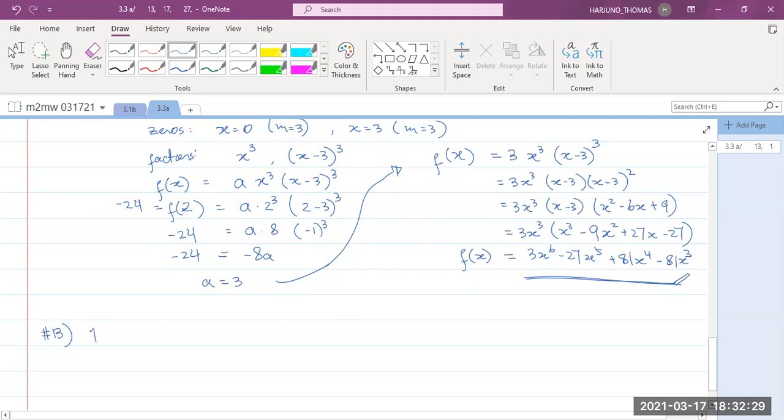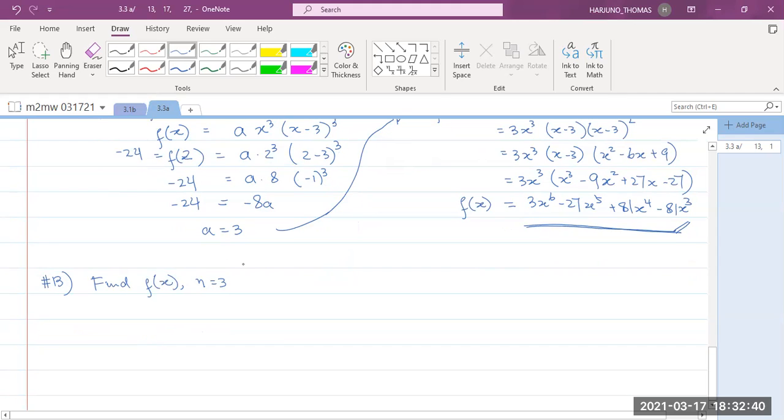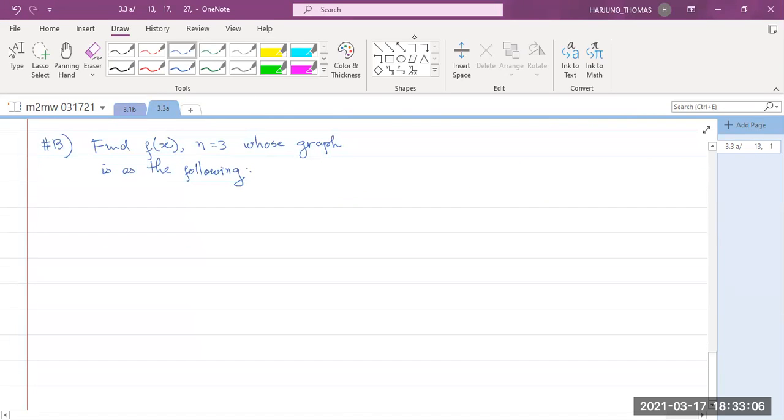The question is: find a polynomial f(x) with degree of 3 whose graph is as the following. In other words, can you find the function from the graph? If we are given the graph, can you find the function?